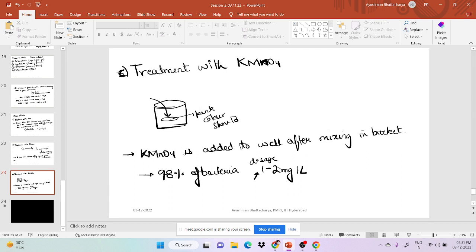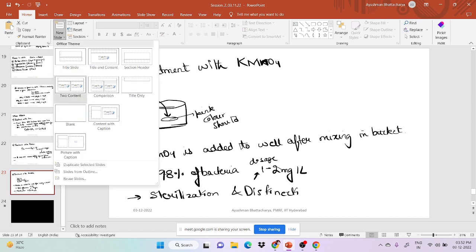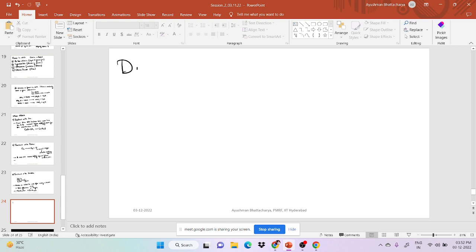Another thing I want to mention is that people often get confused between chlorination, sterilization and disinfection. In the next slide we will discuss this properly: disinfection and sterilization.